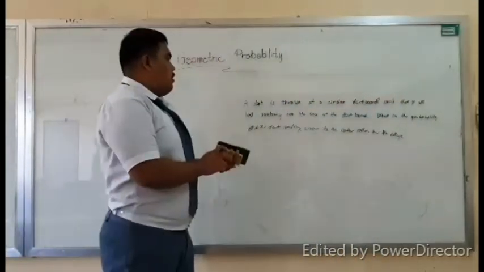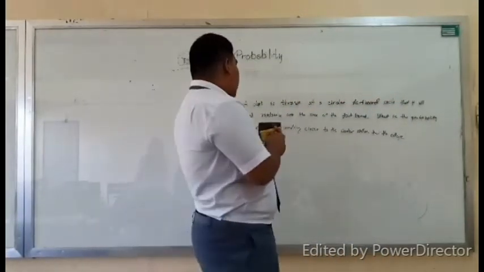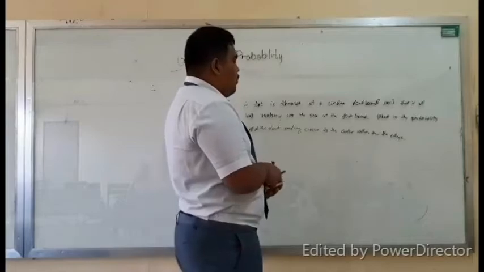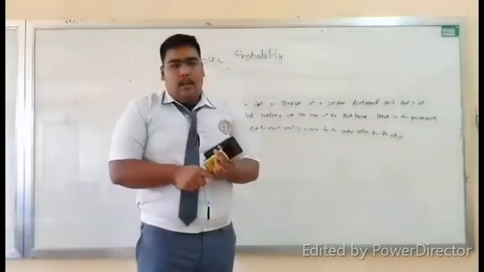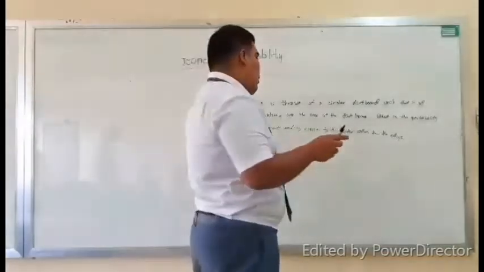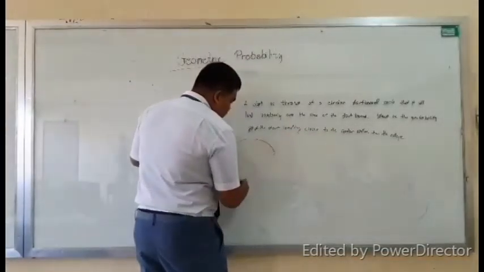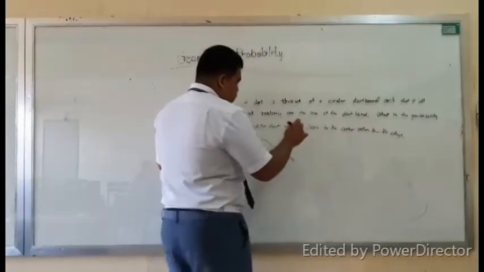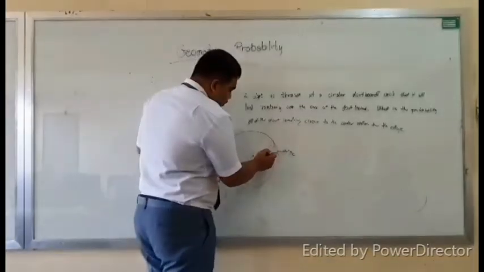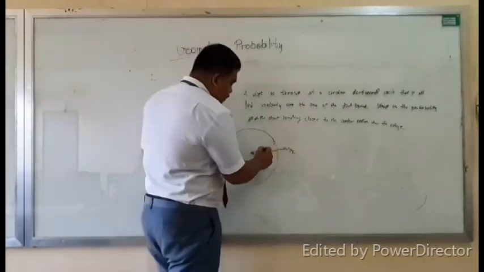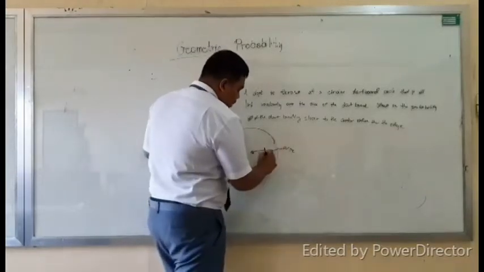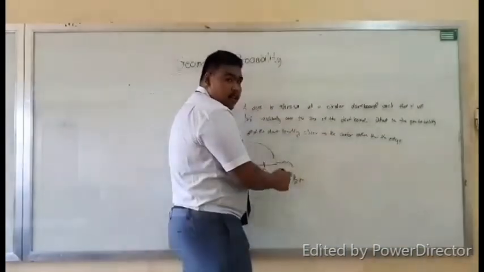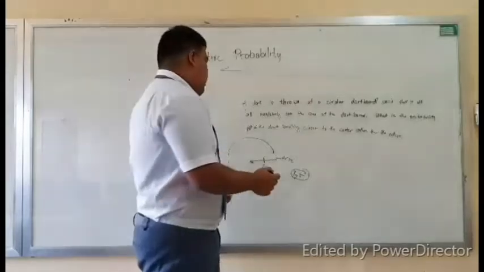The problem: a dart is thrown at a circular dartboard such that it will land randomly over the area of the dartboard. What is the probability of the dart landing closer to the center rather than to the edge? So first, this is the center, this is the edge. How can this be closer? This would be the radius, so at less than half the radius it would be closer to the center. Am I right? Yes.